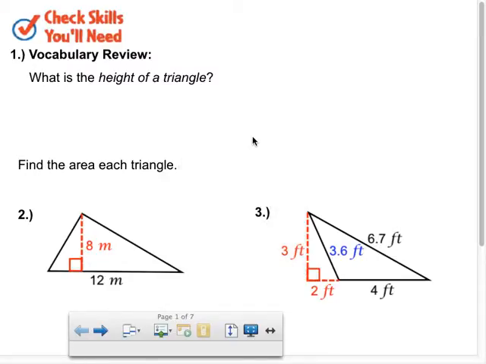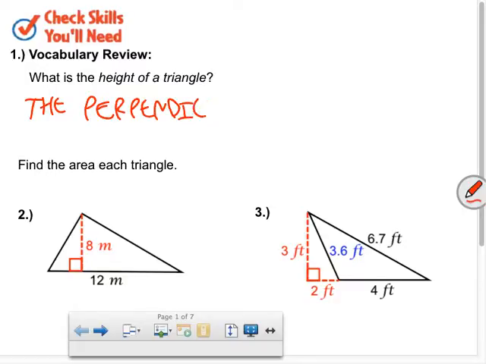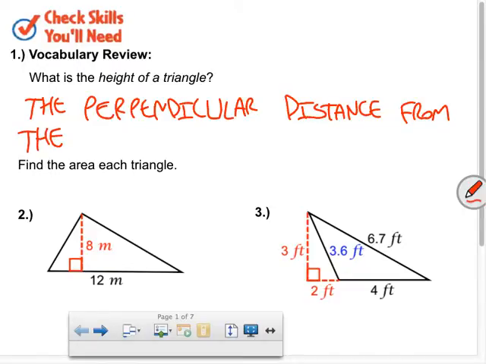Did you guys hear what he had to say? It is the perpendicular distance. And what's it mean to be perpendicular? So it's the perpendicular distance or length from the base to the vertex of a triangle.